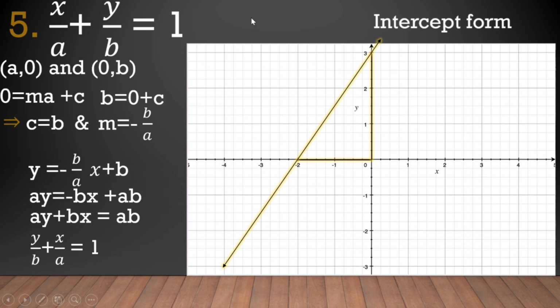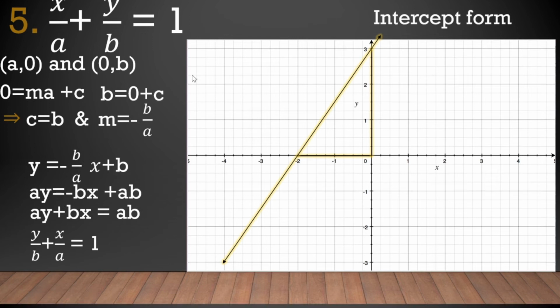So if we have been given x-intercept as 2 and y-intercept as 3, you can actually plug in the values and directly write down the equation of a line.